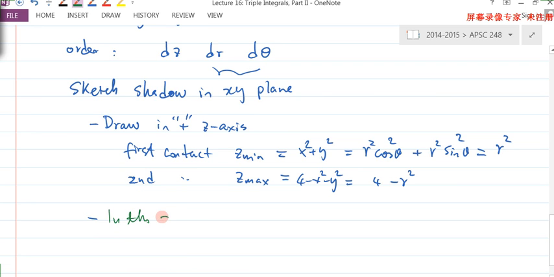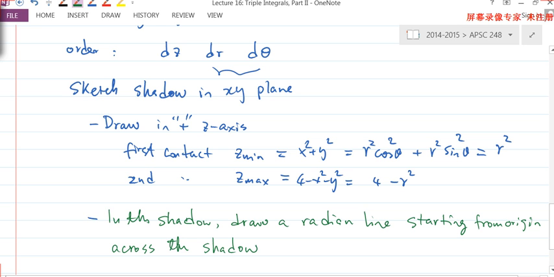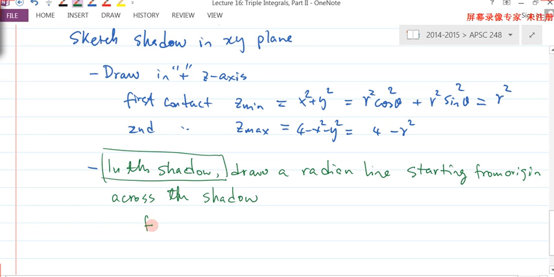So in the shadow, draw a reading line starting from the origin across the shadow. The key is in the shadow. You're not drawing anything in the 3D space, it's basically in the xy plane. The first contact gives you r min, and the second contact gives you r max. So in this case, 0, and then r max is 1.